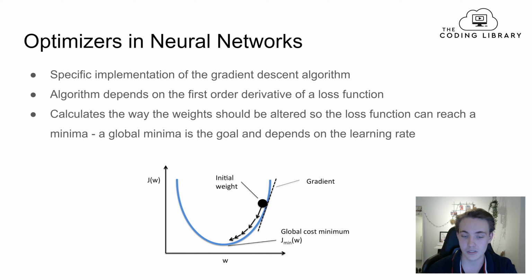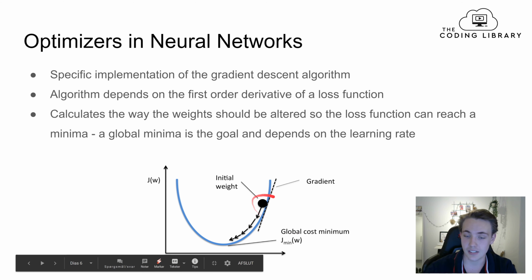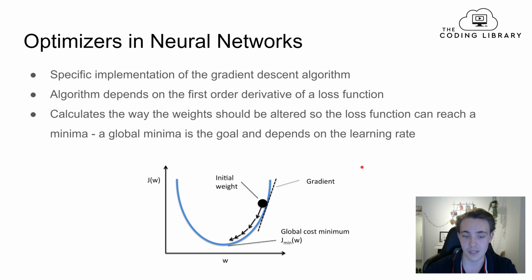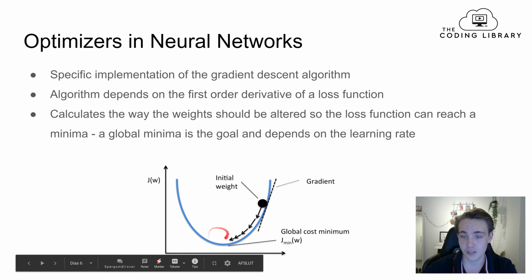We're going to talk about the learning rate as well, and how it affects the training process of a neural network. But then we take the gradient, and we train a model to try to hit a minima down here. This is the idea behind gradient descent: we're trying to find the way the weights should be altered so the loss function can reach a minima, which is optimal.